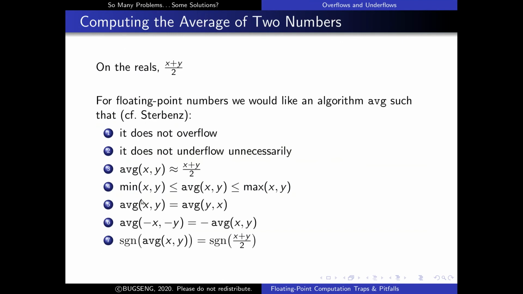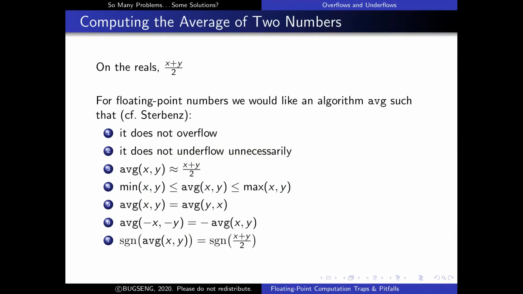We want the average to be between the minimum and the maximum, of course. We want the average to be symmetric, and we want that the average of the opposites is the opposite of the average. And also we want the approximation not to change the sign. So if the average computed in the reals is positive, we want the average computed on floats to be positive as well. We don't want a change of sign as part of the approximation.